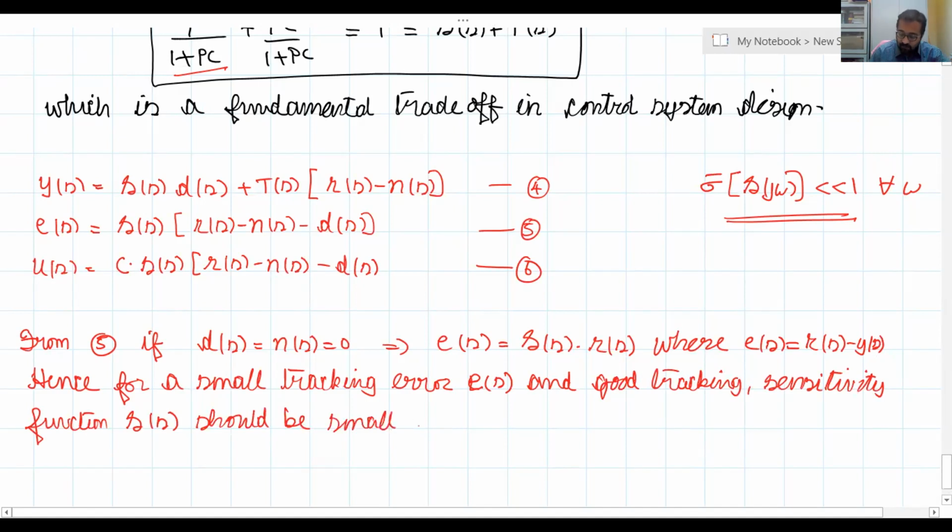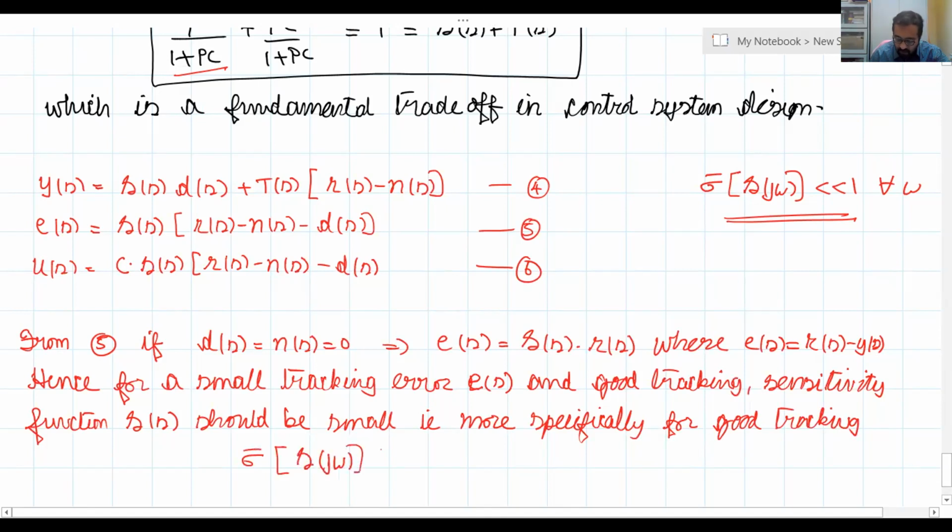Okay, that is more specifically for good tracking, sigma bar, the maximum singular value of the sensitivity function S of j omega, must be very much less than 1 for all omega. Okay, this is the condition for good tracking performance, or small tracking error.